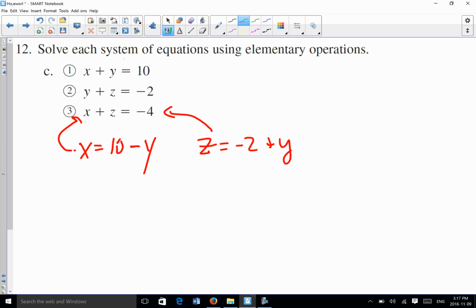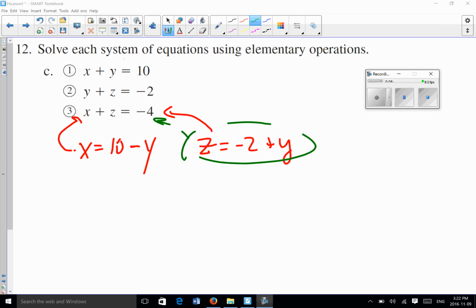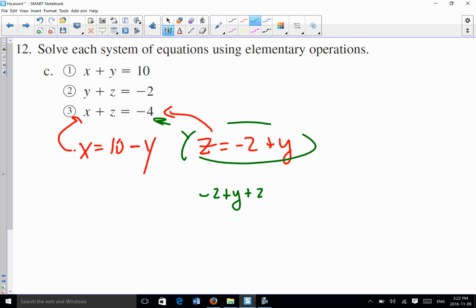So I'm going to have to use 2 variables at a time. Let's take this and put it in here, okay? So we end up with negative 2 plus y plus z equals negative 4. Or in other words, y plus z equals negative 2. Hey, you know what? That's not too bad, right?